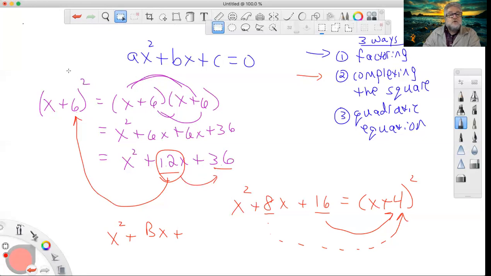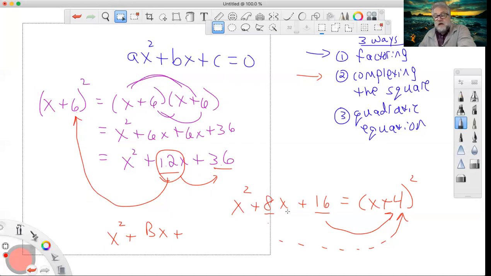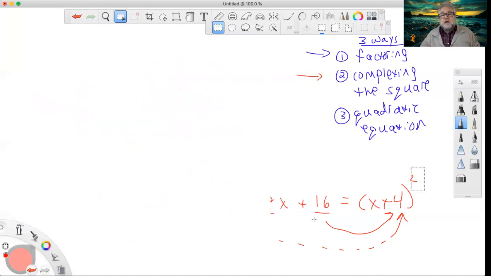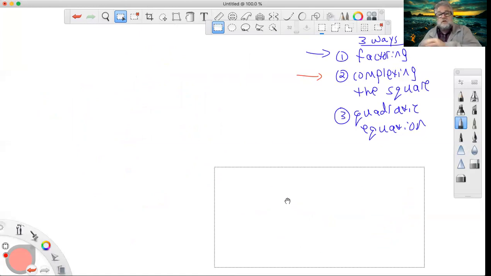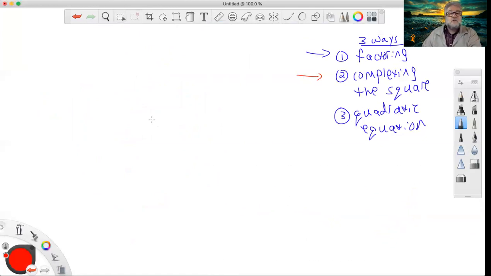So let's do an example to see how the patterns work. And I haven't talked about patterns yet, but I have learned that math is all about patterns. And if we can remember the patterns, then we have an easier time with this stuff.